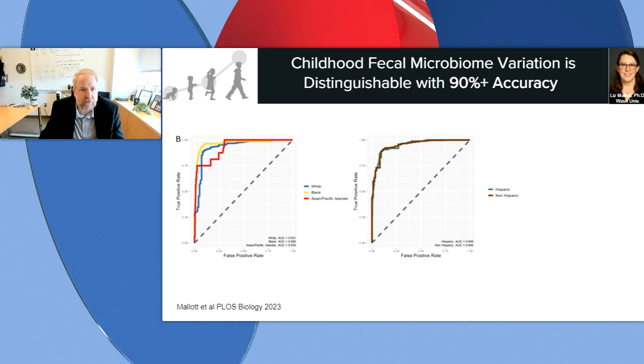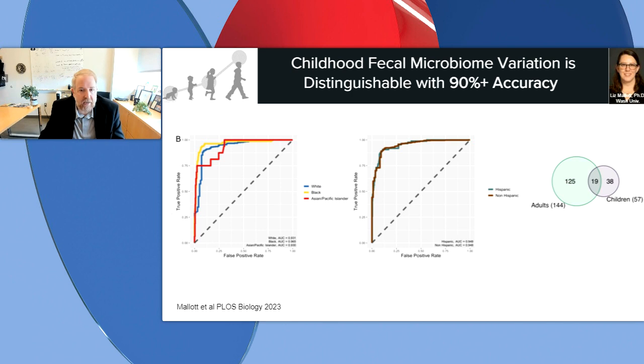She's now at WashU in St. Louis. She did this on children and found that the distinguishability was even higher in children than adults. So these models now are trending towards a very strong classification for children age 0 to 12. And she found ultimately that microbiomes could be predicted with 90% accuracy. So that's much higher than the 60, 70, 80% accuracy in adults.